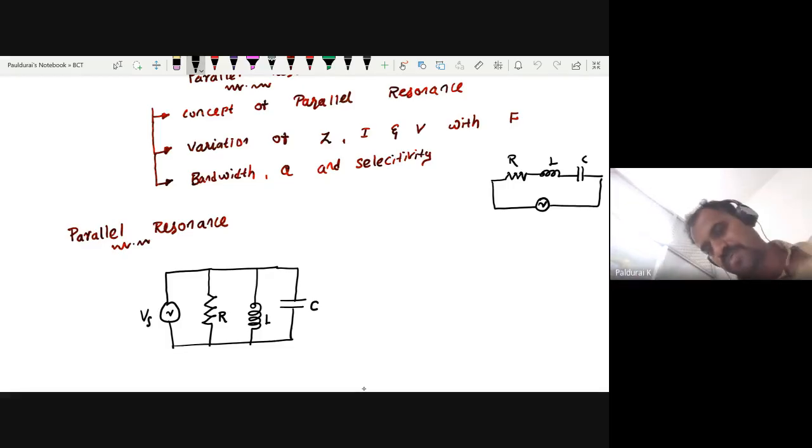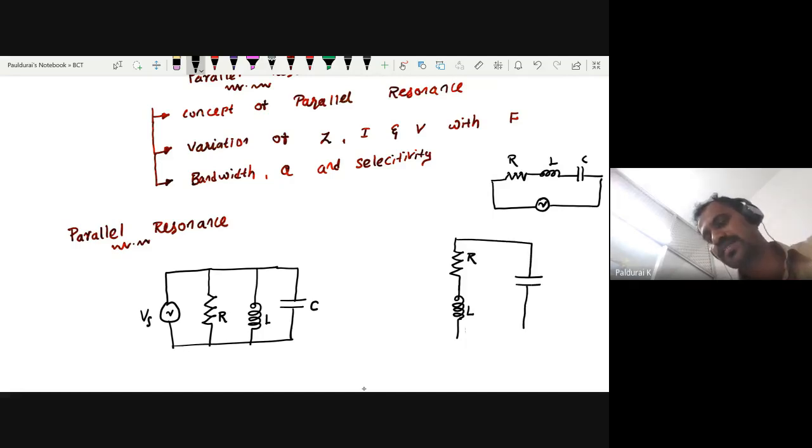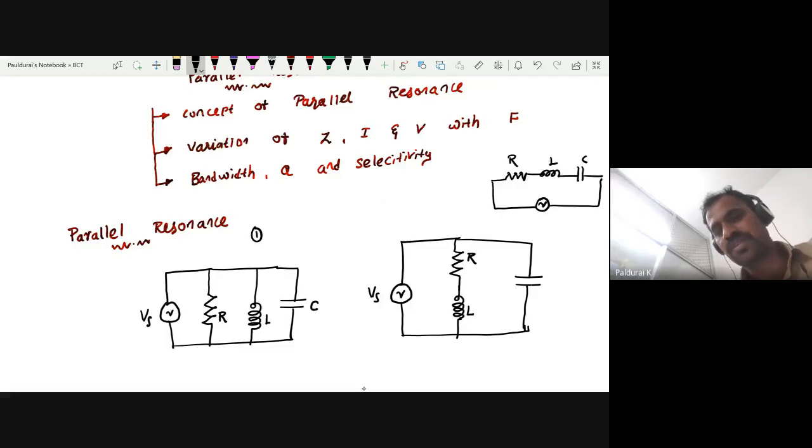Sometimes this inductor may have some internal resistance in series with it. So at that time, you connect the C as it is. Since here I am having R, there is no need to connect a separate R. So straight away give this applied voltage. This is circuit 1, this is circuit 2. This is also parallel resonance.